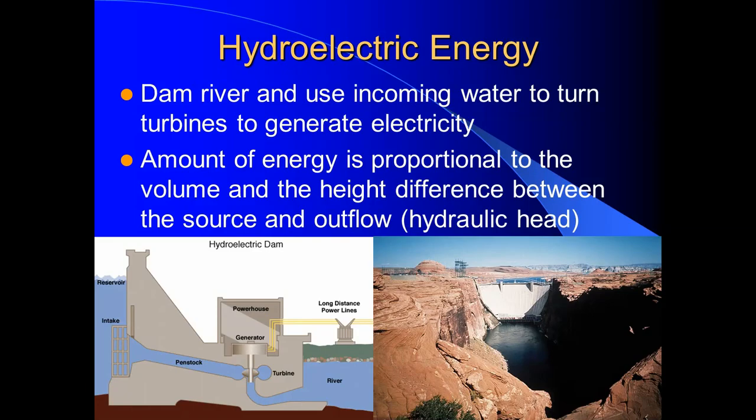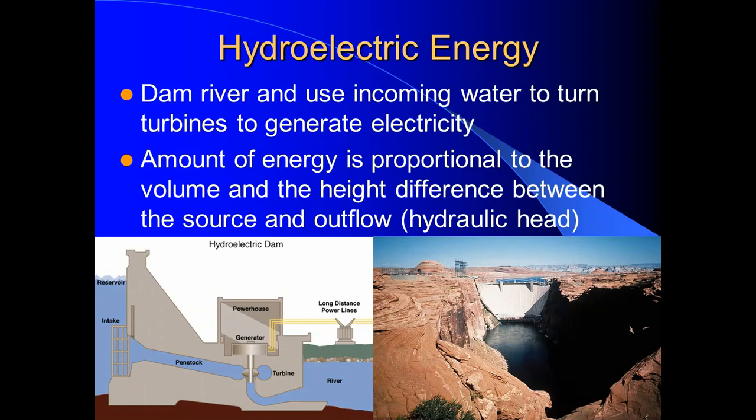So if you've ever been to the Hoover Dam lately, guys, you'll notice that if you look at the water level in Lake Mead, which unfortunately is declining because of the drought we're in, and the water level in the Colorado, you're looking at probably a couple hundred feet, okay? So that's a fairly good hydraulic head, a fairly good difference, which means we can generate quite a lot of energy.